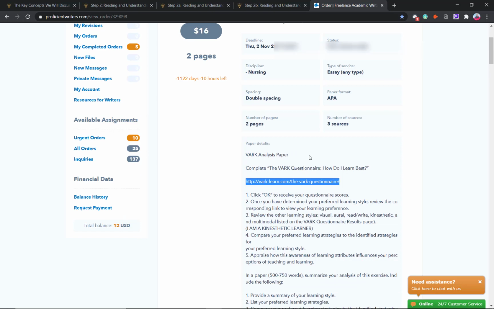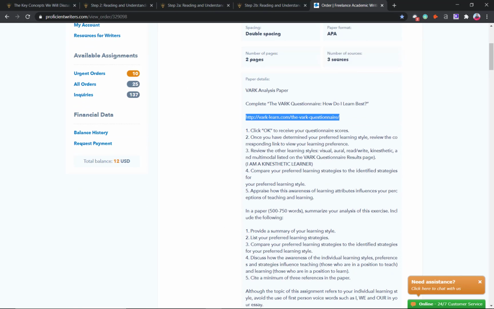Well, and that's basically it about the instructions. Instructions: the structure of the paper, and the detailed instructions of the paper.